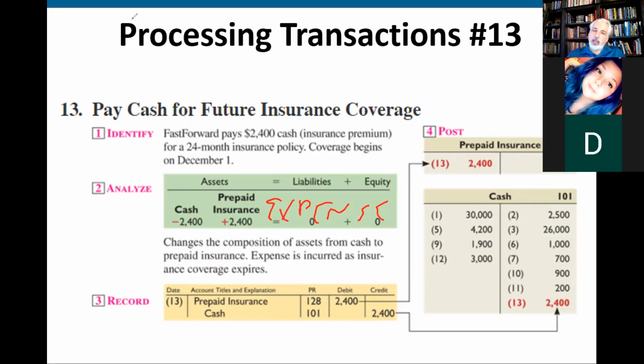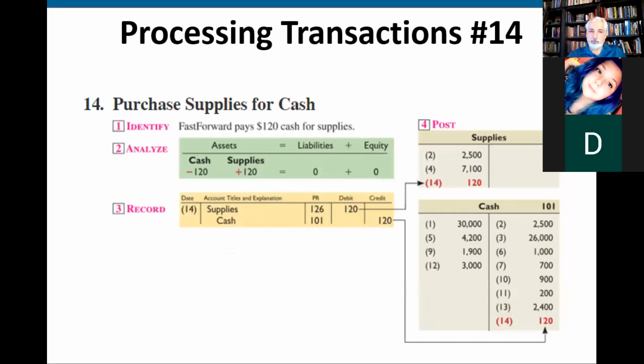Or January goes by and you've used up $200 worth of insurance. Then February goes by and I've used up $200 worth of insurance. Then March goes by, another $200. And by the end of December, I've used up all $2,400. And we're going to expense that over a period of time on a monthly basis so that eventually my prepaid insurance account goes to zero because it gets used up. And we'll transfer from an asset to an expense. That's going to be the flow. That's going to be the direction. That's going to be on our way. Does that make sense? Hopefully you're internalizing some of this.